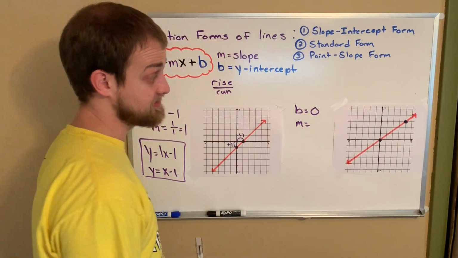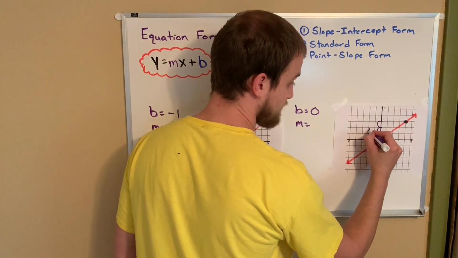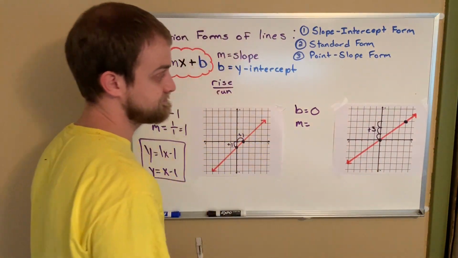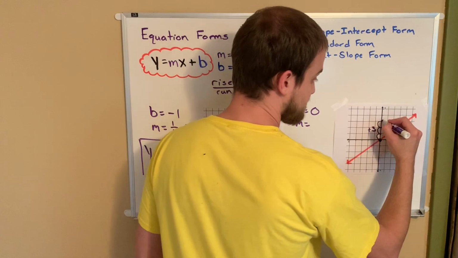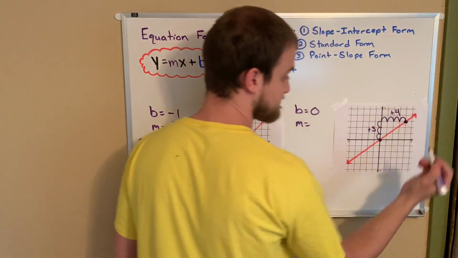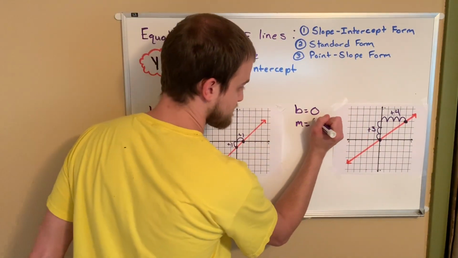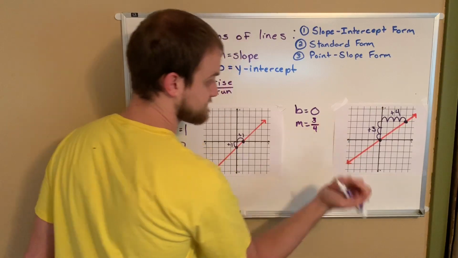I'm now ready for rise and run, so let's do it. Rise 1, 2, 3. So I went 3 in the positive direction. And I run 1, 2, 3, 4 to the right, so that's +4. My rise is 3, my run is 4, so my slope would be 3/4.